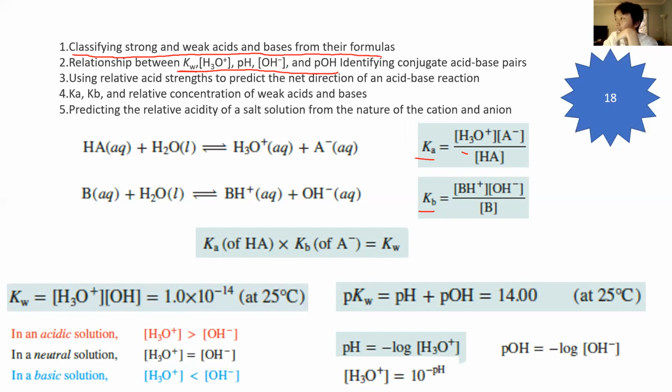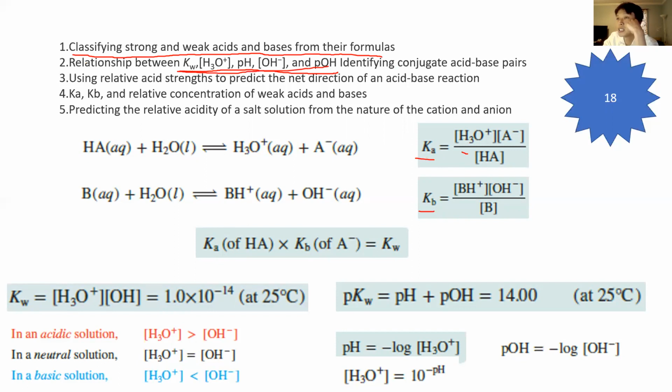And so when we're talking about how to classify the strong acid, strong base, or weak acid, weak base, if you have the K value, right? So if you have the K value, it's more straightforward because the magnitude of the K value can basically tell us whether it's strong acid or not, right? So make sure you know how to calculate, right, all these terms.